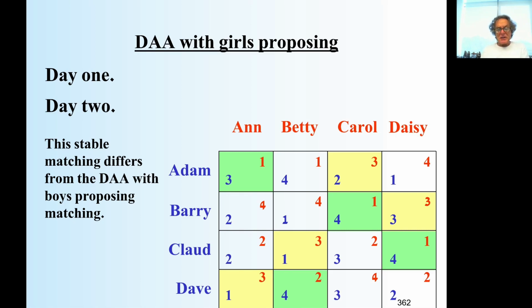And we can see that the matching with the girls proposing is very good for the girls, very bad for the boys. Opposite, more or less, is the case where boys are proposing. It is very good for the boys, quite bad for the girls. As I asked, is there any general theorem behind it? And the answer is yes.